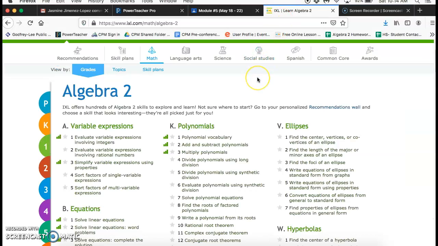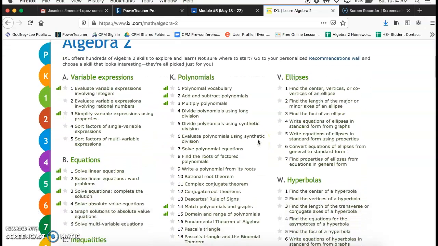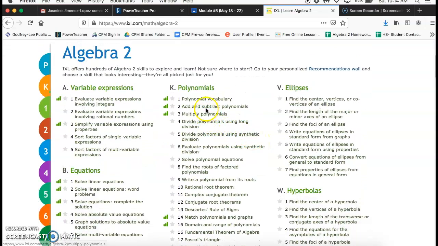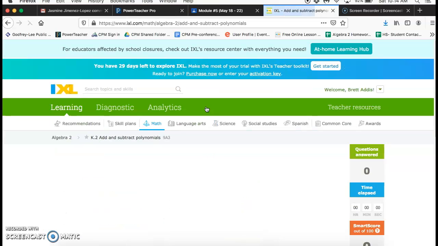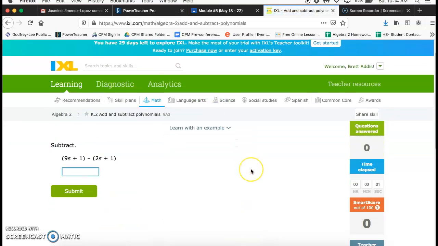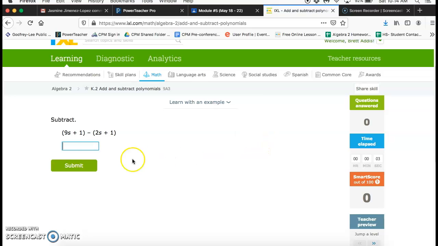In this video we're going to take a look at K.2, K.3, and K.15 under polynomials. I'm going to go ahead and start with add and subtract polynomials. And as always, if you need some help, you can either just type in something wrong or learn with an example are a great place to start.